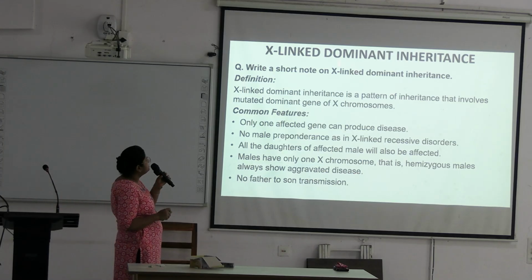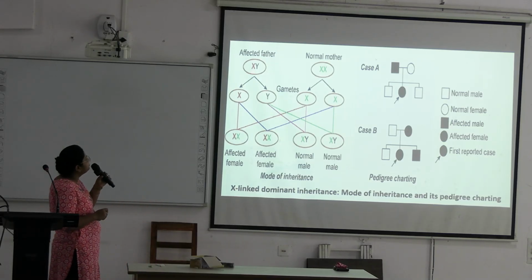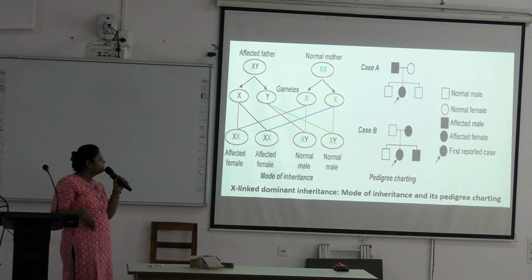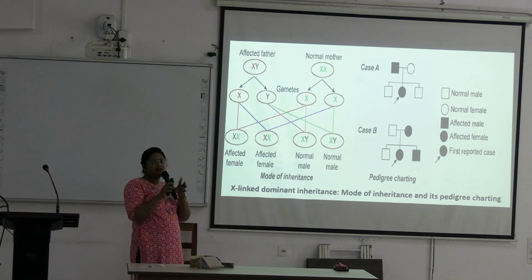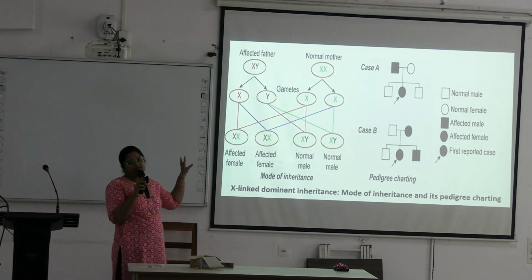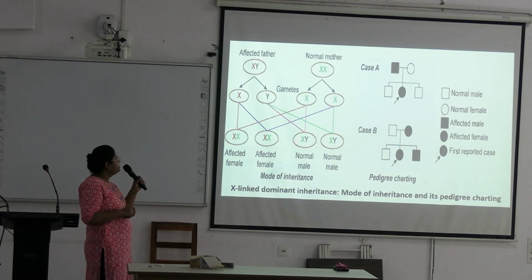There is no father to son transmission in this disease. See here, affected father. Here the X chromosome is affected. This is a normal mother. They are producing gametes, and where the affected X chromosome goes, it produces the disease. So these are affected females, and these are two normal males. Okay, so no male transmission occurs because males get the Y chromosome from the father and the X chromosome from the mother. The mother is not affected, so there is no transmission to the male child.